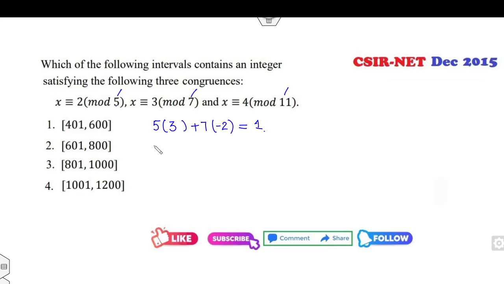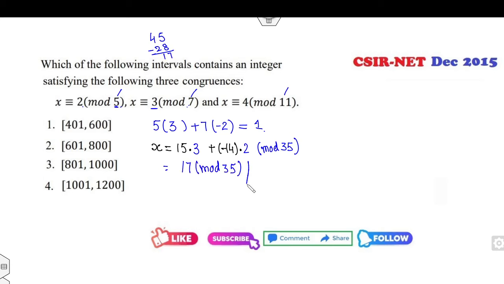Fine. So therefore, my solution will be 15 into something and it will be minus 14 into something. So that something will be 5 and 7. The opposite of 5 will be 3. The opposite of 7 will be 2. Modulo 7 into 5 is 35. So that is 45 and it is 28. So this number will be 17. 17 mod 35. Fine. This is my first solution.